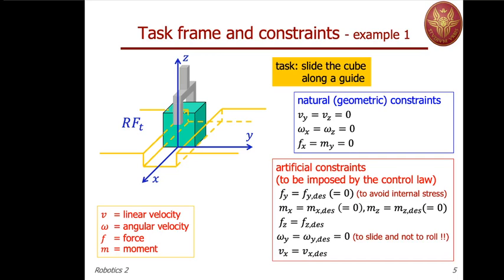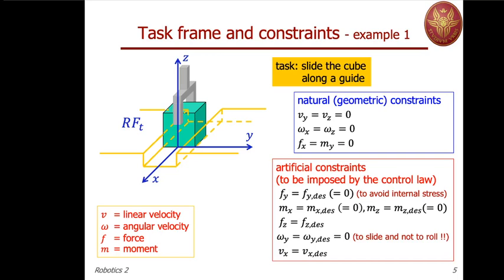So I'm setting here a generic Fz desired, which will probably be positive, so that this guarantees that while sliding and pushing a little bit on the bottom of the guide, a sliding condition occurs rather than a rolling condition.